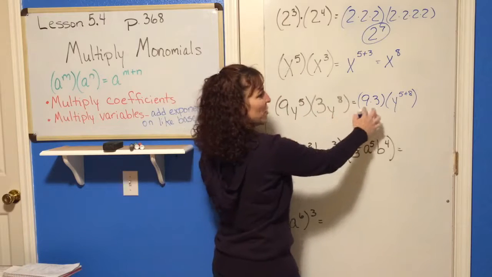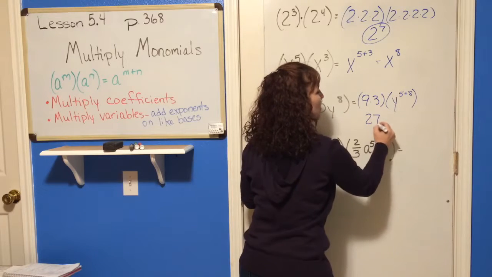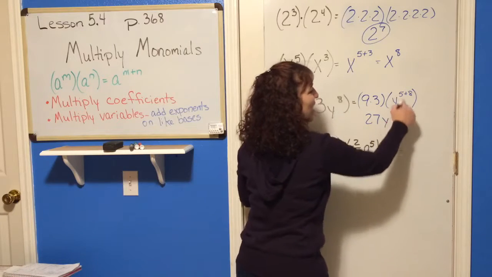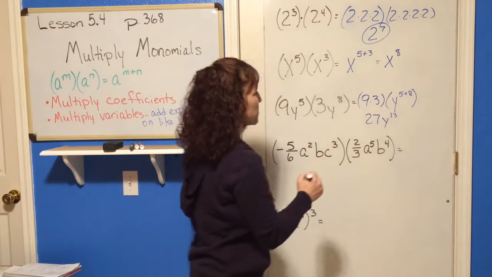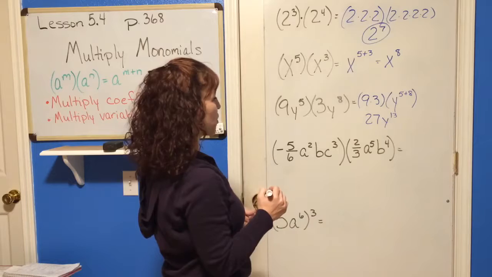Now that we've got the parts together, 9 times 3 is 27. And y, and add the 5 and the 8 is 13. 8, 9, 10, 11, 12, 13, yes. So 27y to the 13th.